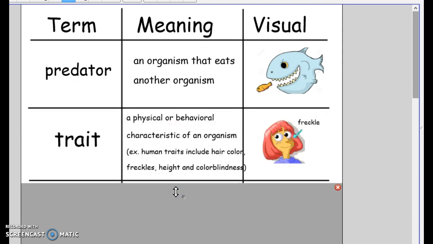The next word is the word trait. This is one of the bigger definitions. A physical or behavioral characteristic of an organism. For example, human traits include hair color, freckles, height, and maybe even color blindness. So in the picture, this person has freckles. Do you have freckles? If so, you may have gotten that from your parents.